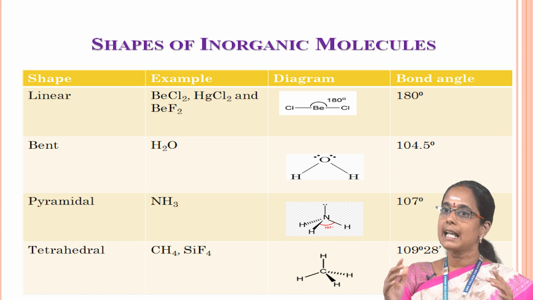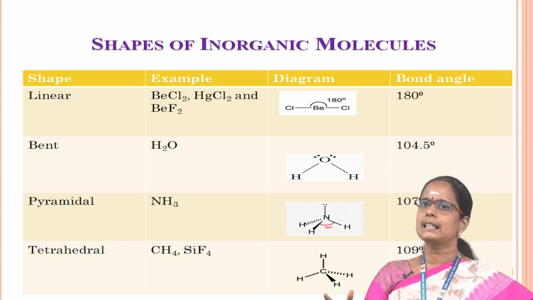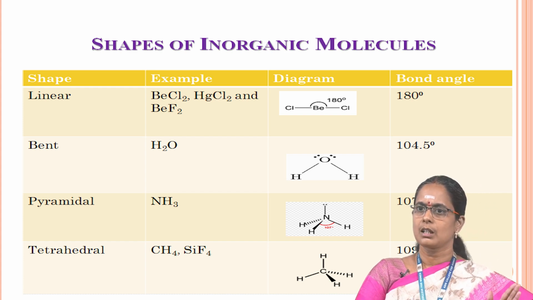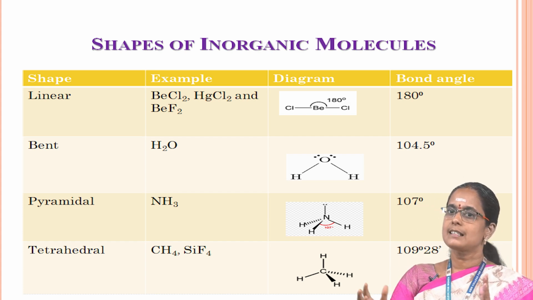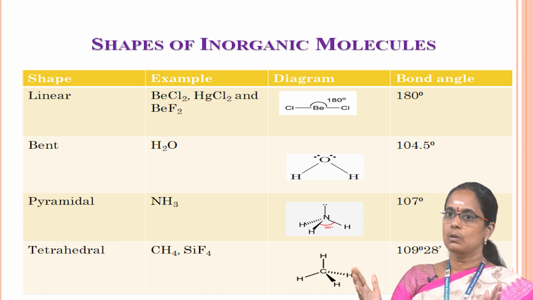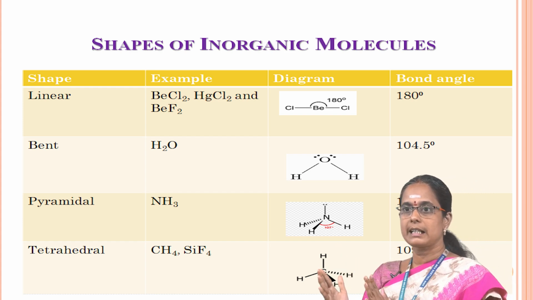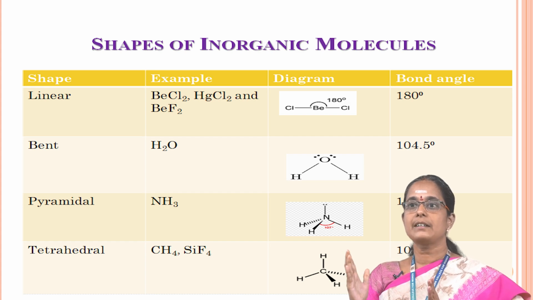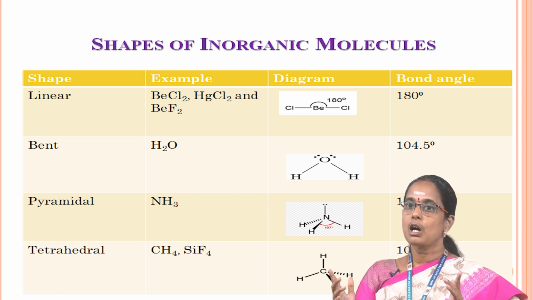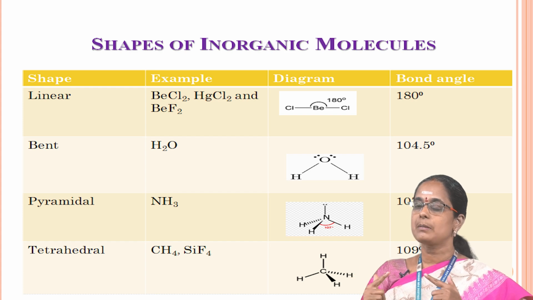Since the non-bonding electrons repel more strongly than the bonding electrons, the two bonds will be forced closer. Thus, the normal tetrahedral angle 109 degrees 28 minutes is reduced to 104.5 degrees. The water molecule assumes the V-shaped bent structure.